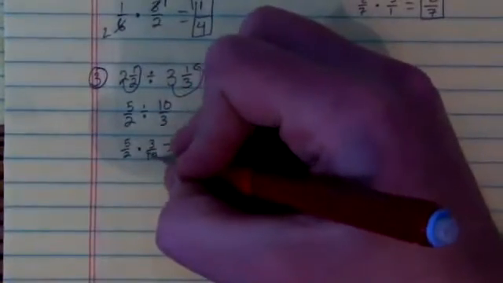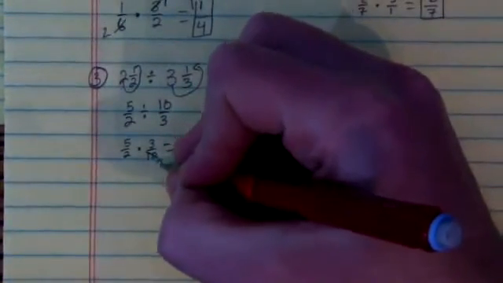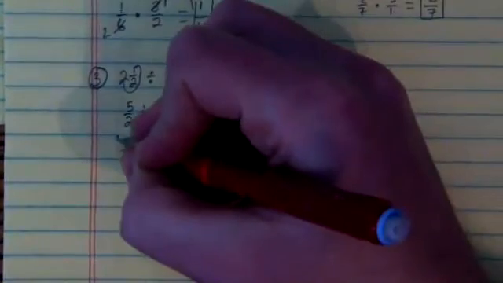Now I can do my keep, change, flip. So I keep 5 halves, change division to multiplication, I flip 10 thirds. I look to see, can I cross cancel? Ooh, I can, the 5 and the 10. 10 divided by 5 is 2. 5 divided by 5 is 1. 1 times 3 is 3. 2 times 2 is 4. Boom, we get a final answer of 3/4.